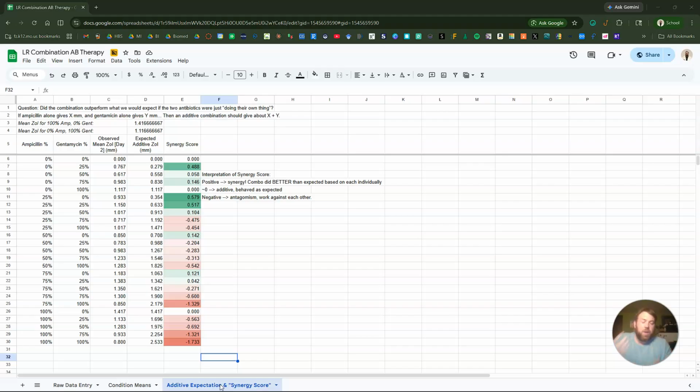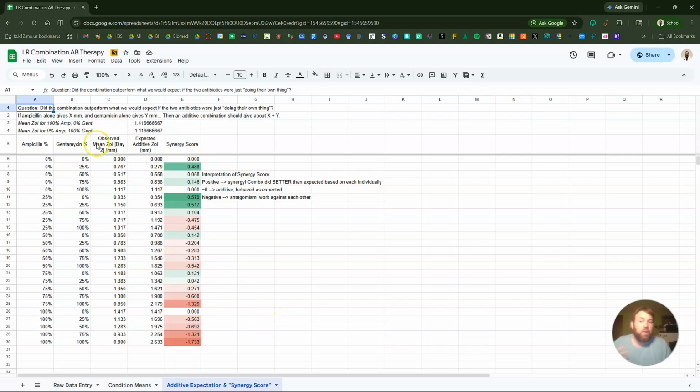But we, as the scientists here, are saying maybe that's not the case. Maybe they interfere with each other. Maybe they make each other better. That's the big question here. Did the combination outperform or underperform what we would expect if we were just having the two antibiotics do their own thing and work by themselves?